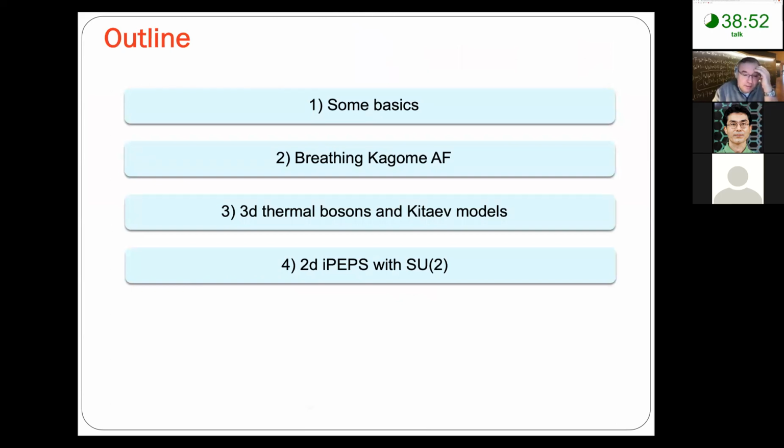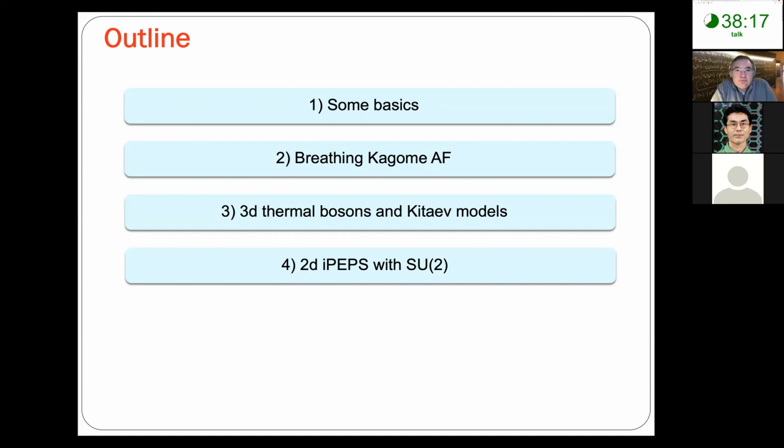So first, I want to explain some basic concepts. I don't think I have to explain this to this audience, since this is a tensor network workshop. But since many times there are new people coming to the field, it doesn't hurt to repeat a couple of slides that I think are a good summary of what is going on in the field. Then I will move on to the more scientific part. In point number 2, I will explain the breathing Kagome antiferromagnet simulations that we did for this system using projected entangled pair states.